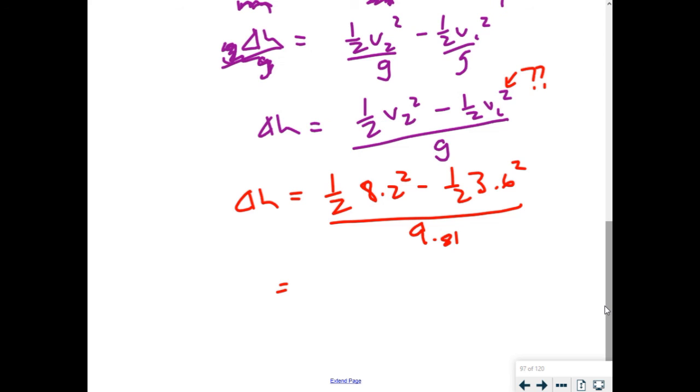So we're going to do 1/2 of 8.2 squared minus 1/2 of 3.6 squared. And when I'm done, I'm going to divide it all by 9.81. The final answer that I got was 2.8 meters. Okay. If you can do the last step, that's fine too.